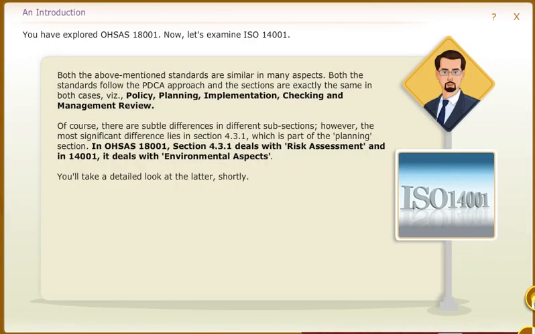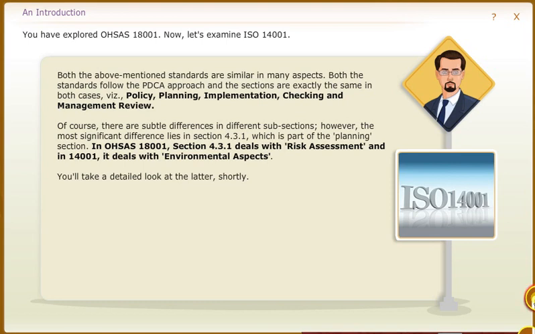You have explored OHSAS 18001. Now, let's examine ISO 14001. Both the above-mentioned standards are similar in many aspects. Both the standards follow the PDCA approach, and the sections are exactly the same in both cases, viz. policy, planning, implementation, checking, and management review. Of course, there are subtle differences in different subsections.